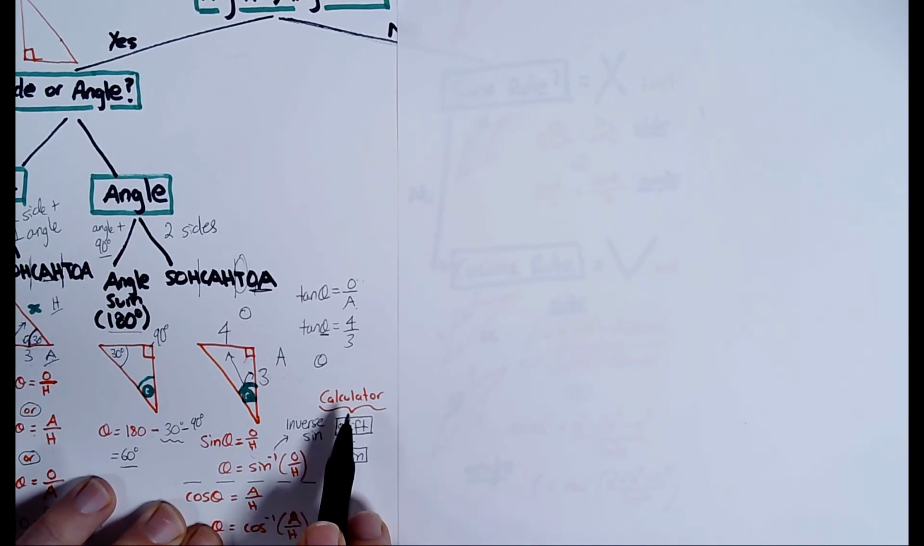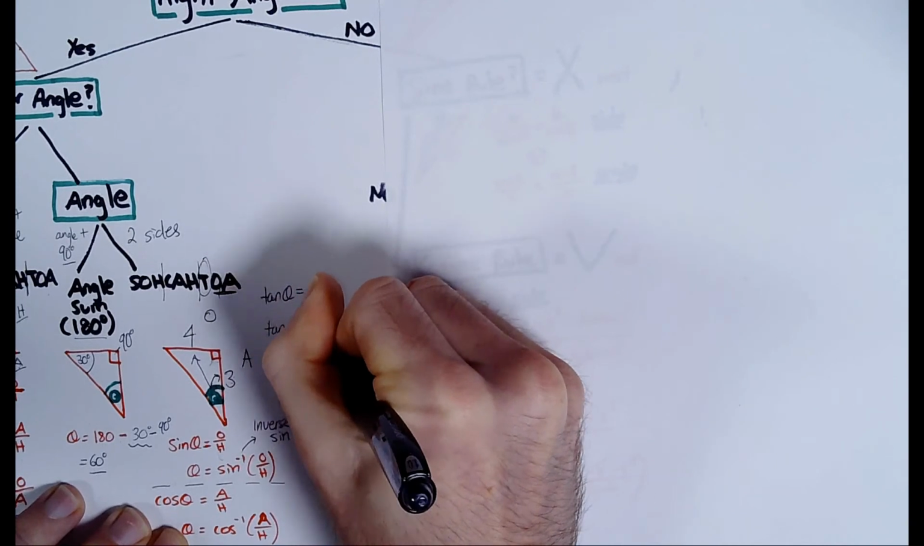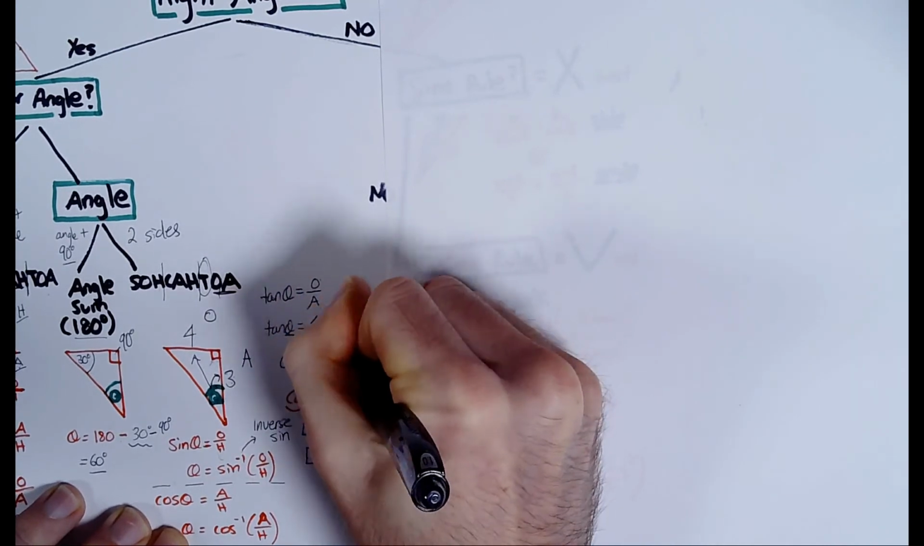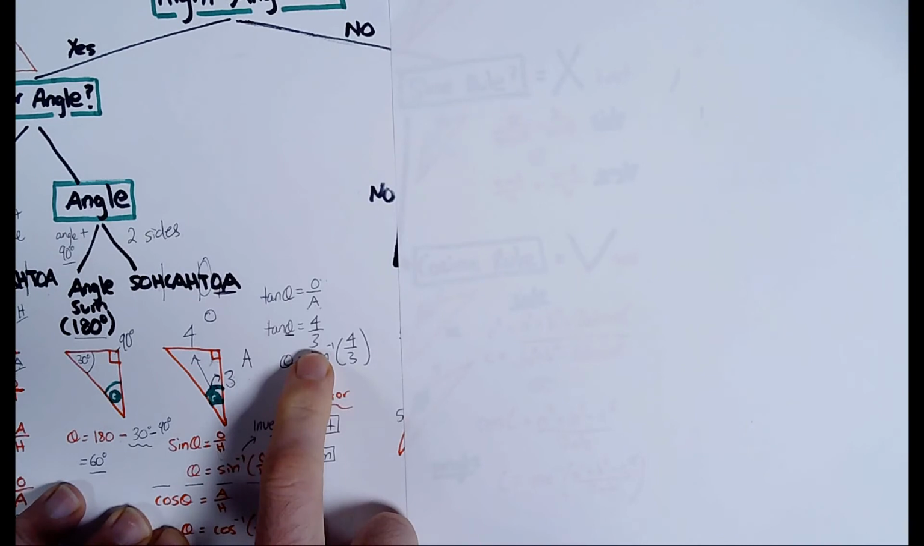So in your calculator, you would then put shift, then hit tan, or then hit sine, or then hit cos. And that will actually give you what's called inverse tan, or inverse sine, or inverse cos. And you want to make sure you then put in brackets everything that was on the other side, and then that will produce the answer for you. And that's how you find a missing angle.